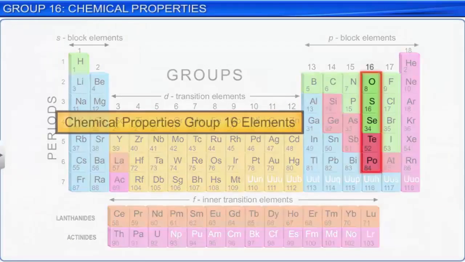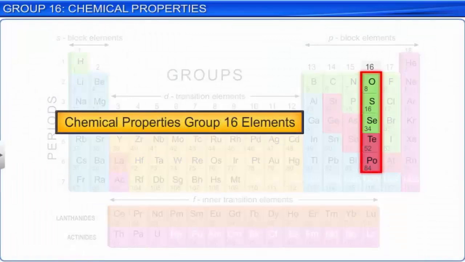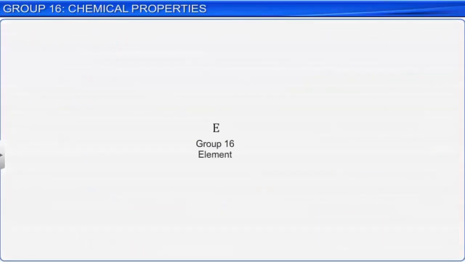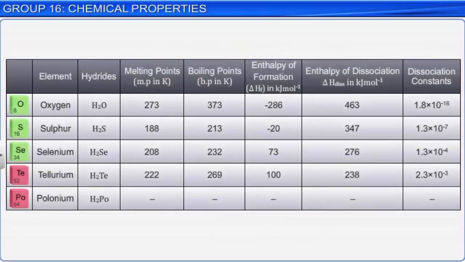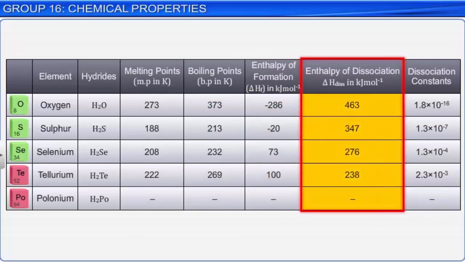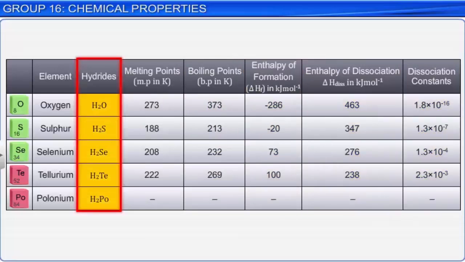Now, let's discuss the chemical properties of these elements. The elements of this group react with hydrogen to form hydrides of the type H2E, where E could be oxygen, sulfur, selenium, tellurium, or polonium. The physical states, melting points, boiling points, enthalpy of formation, enthalpy of dissociation, and dissociation constants of these hydrides are given in the table here.